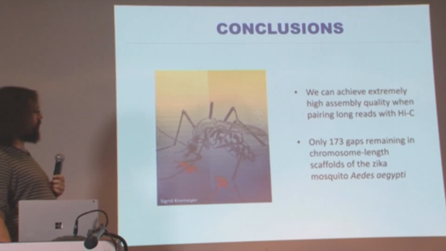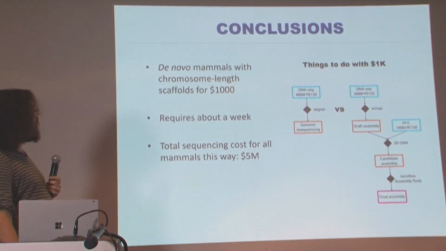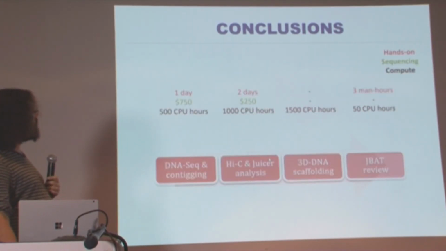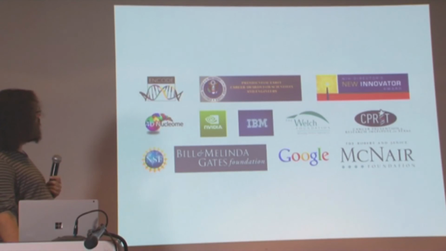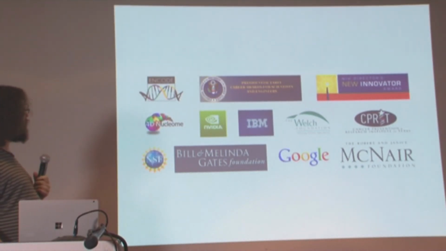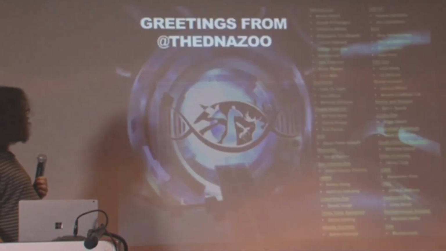We're pairing this with long reads, so there are only 170 or so gaps left in the Zika mosquito Aedes aegypti. We could do de novo mammals with chromosome length scaffolds for about $1,000. It takes about a week. You could do all mammals this way for about $5 million. Here's roughly where the time and the money goes. You need a lot of computers to do this also. And again, we've had a lot of buy-in from different organizations and companies.